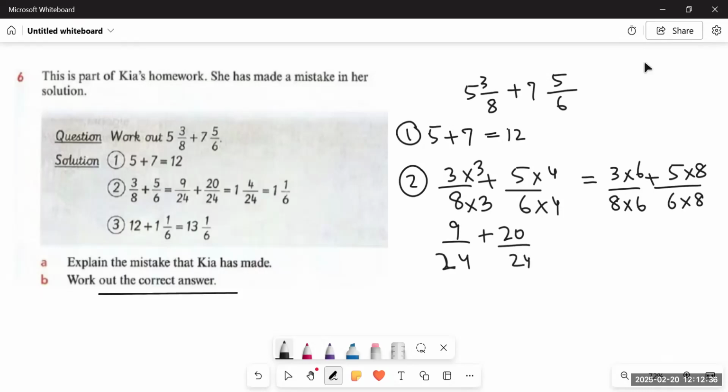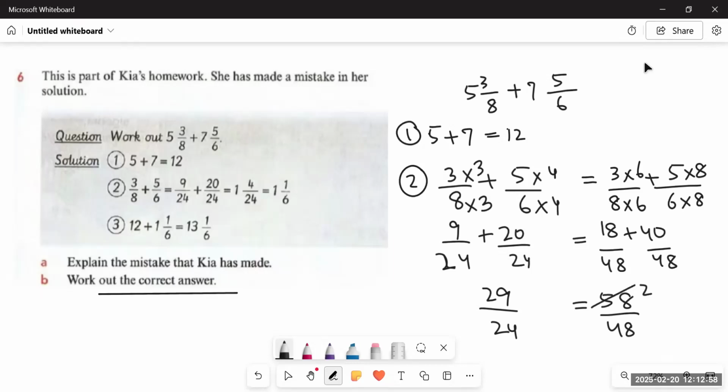After adding it up, we will get 29 upon 24, and in this case, we will get 18 plus 40 upon 48, that is 58 upon 48. After simplifying it, since both are even numbers, we will get the same answer. 2 2s are 4, 2 9s are 18. Then 2 2s are 4, 2 4s are 8. So you see, in both cases we are getting the same answer. So you can go for any number.